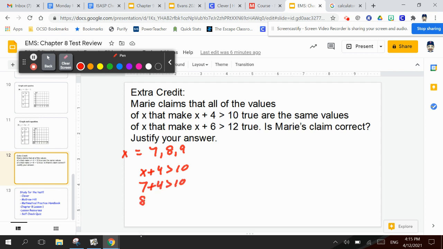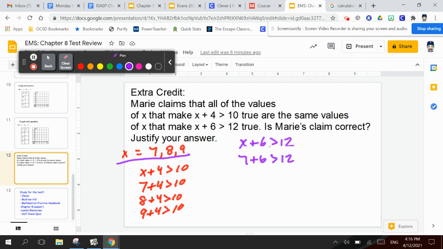Yes. Is 8 plus 4 greater than 10? That's 12. 12 is greater than 10. And 9 plus 4 is greater than 10. 9 plus 4 is 13. 13 is definitely greater than 10. So let's try x plus 6 is greater than 12. We're going to use those same numbers. Is 7 plus 6 greater than 12?